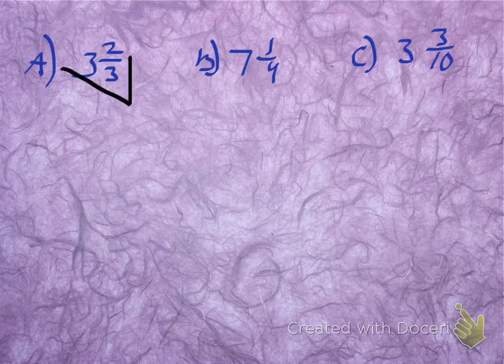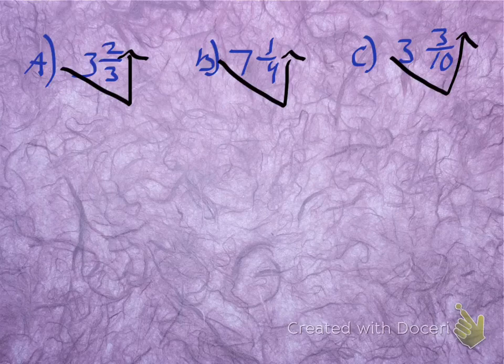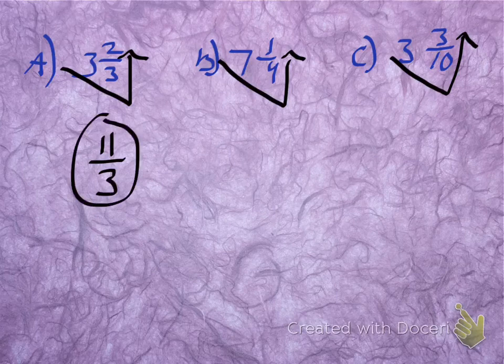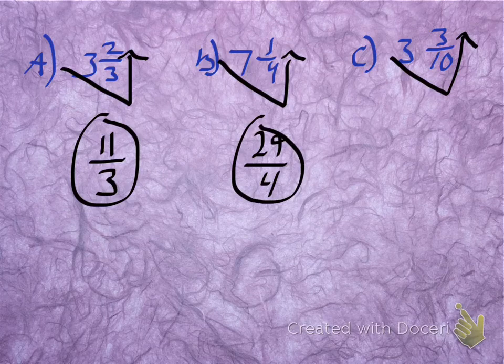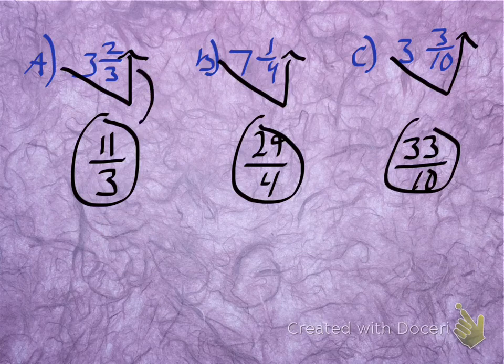Alright, for each of these we're going to start with a check mark, like so. I'm going to actually draw that in, and so 3 times 3 plus 2, 3 times 3 is 9, plus 2 is 11 thirds. And that's the answer. 7 times 4 in the second one is 28, plus 1 is 29. And again, the denominator stays the same, so it's 29/4. And finally, 3 and 3/10. 3 times 10 is 30, plus 3 is 33 over 10. And so these are the improper fractions that are equal to the mixed numbers.